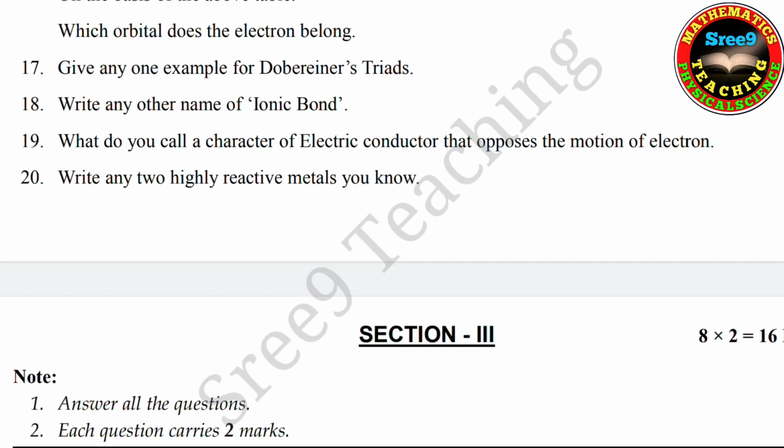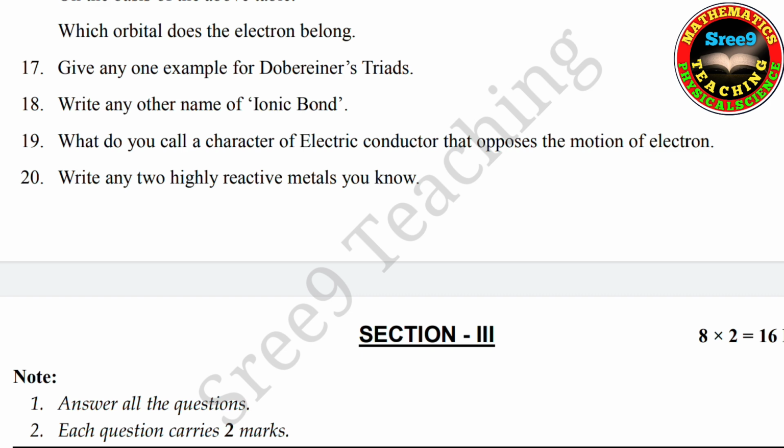Write any other name of ionic bond. Any other name of ionic bond. Okay, see here. You know that the other names of ionic bond are electrovalent bond or electrostatic bond, right? Yes. Now we will see the answer afterwards.